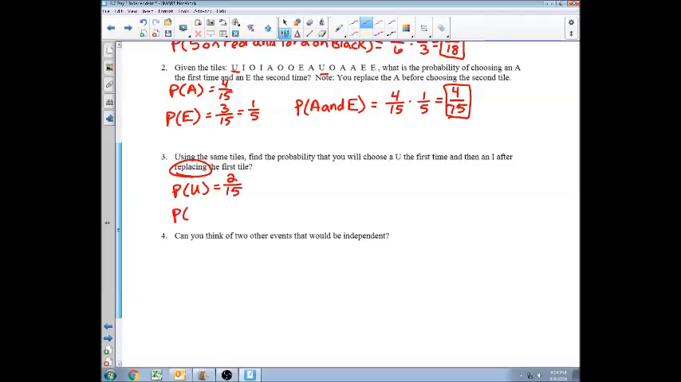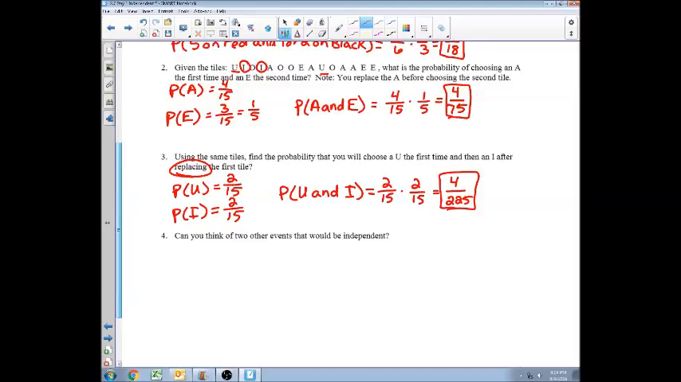The probability of an I after replacing the U would be 1, 2. It would also be 2 out of 15. So the probability that I would pull a U and an I would be 2 out of 15 times 2 out of 15. So that would get us 2 times 2 is 4. 15 times 15 is 225. The probability that I'd pull a U and an I is 4 out of 225.